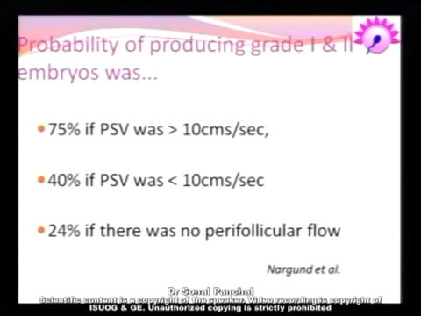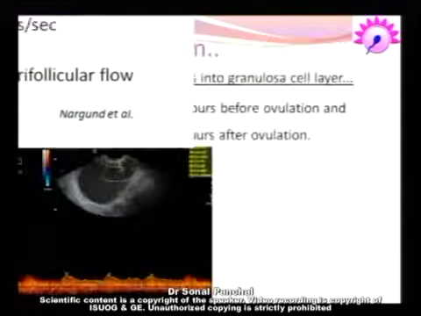A study by Nargund et al. has also shown that when the PSV of the follicle was more than 10 centimeters per second, the chances of getting grade 1 and 2 embryos was 75%, whereas it was only 40%, that means only half, when the PSV was less than 10, and only 24% when one could not detect any perifollicular flow.